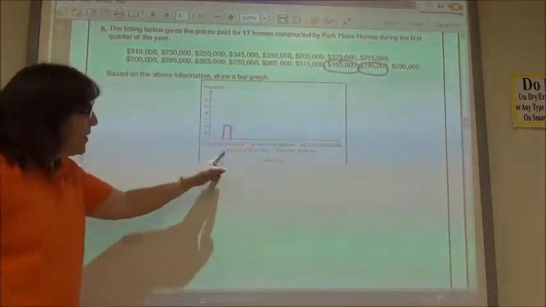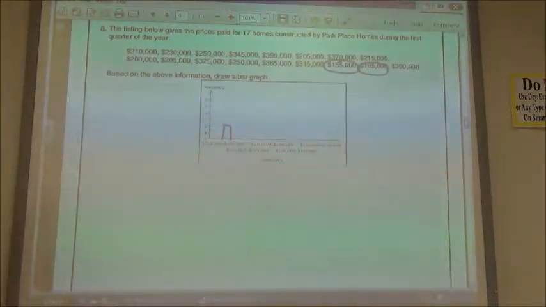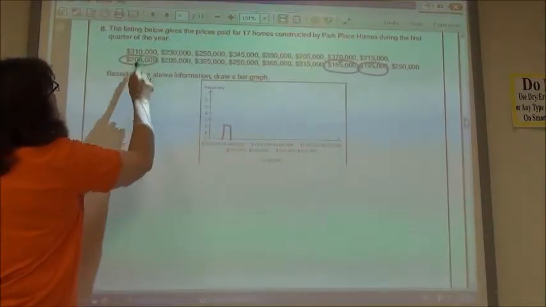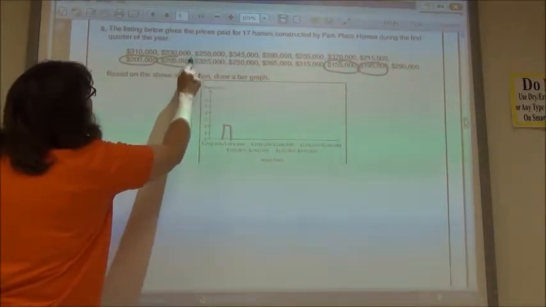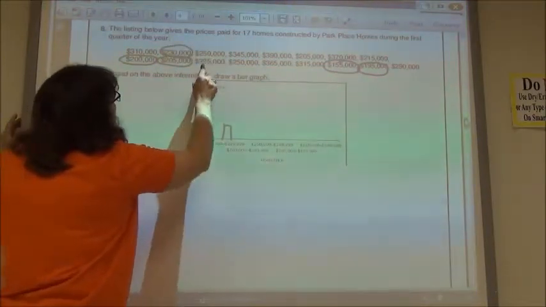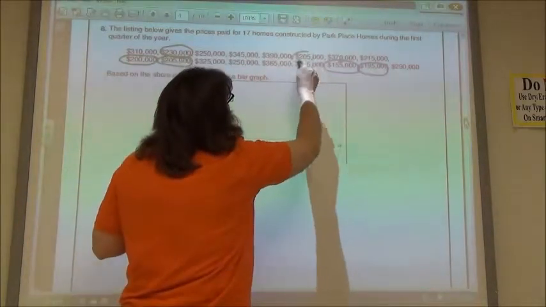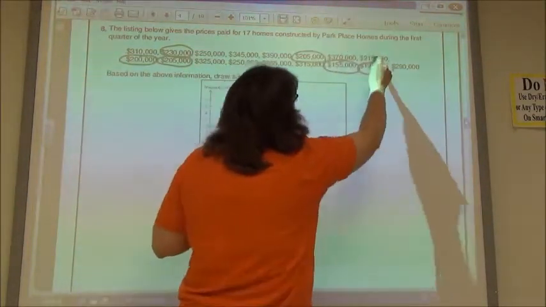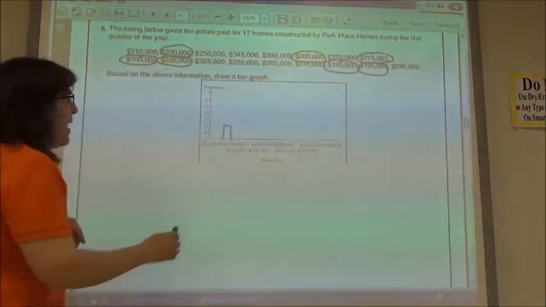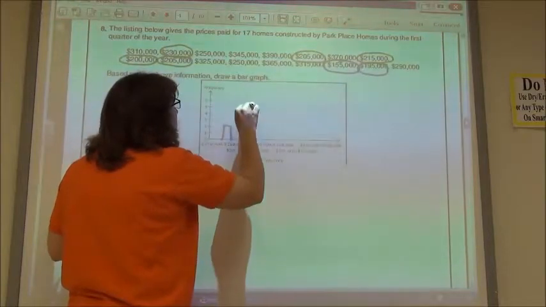And then we have this section down here, $200,000 to $249,000. So $200,000, $205,000, $230,000. $250 would be too big. $205,000, $215,000, and we've got 1, 2, 3, 4, 5. 5 in that middle category, so I'm going to draw it right where that little space is.